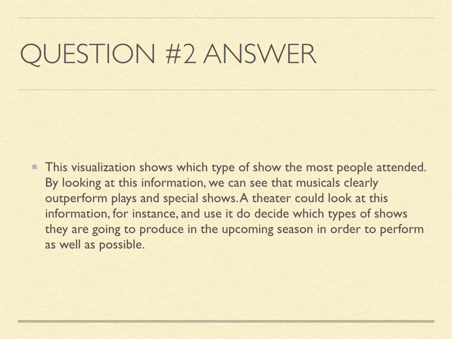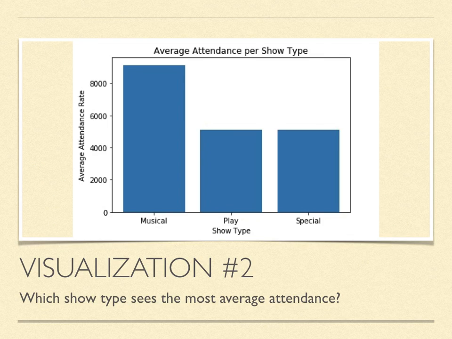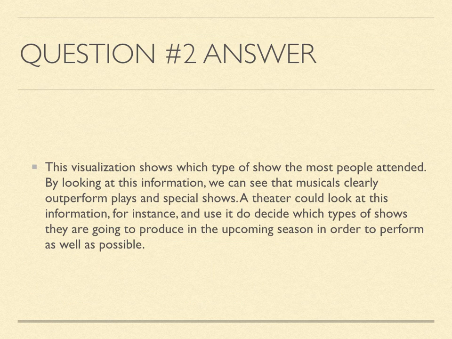For instance, if people stop attending plays, then the theater company would have to stop producing plays because they would then be losing money due to lack of attendance. In this example, it is clear that musicals see the most average attendance, which means that if a theater wants to continue to do well, the majority of the shows that they produce should be musicals instead of plays or special shows.